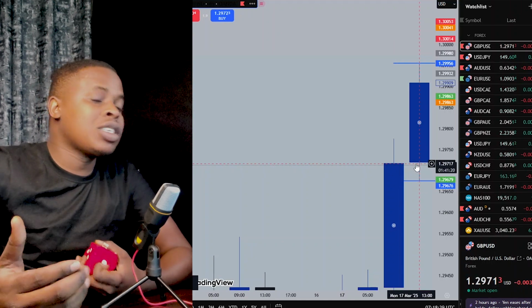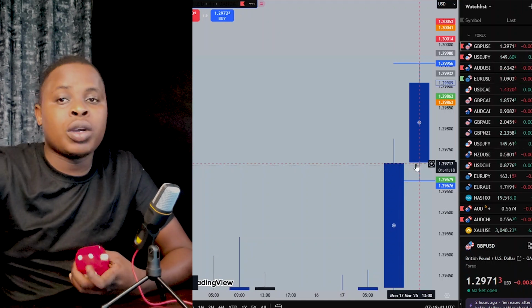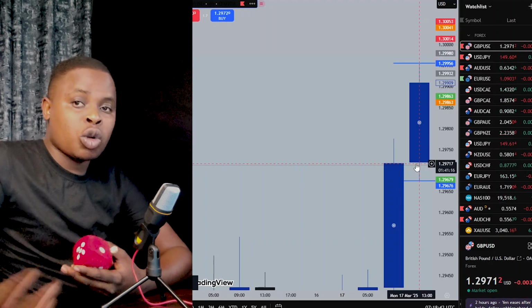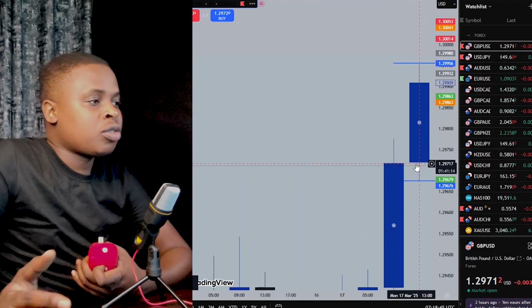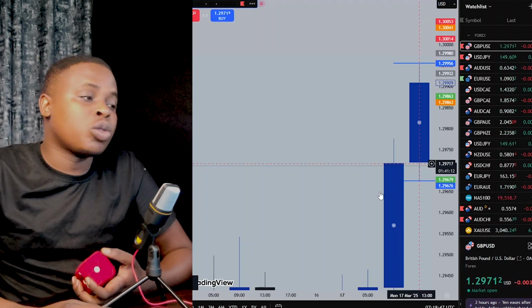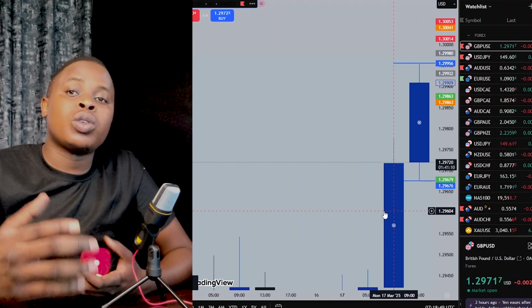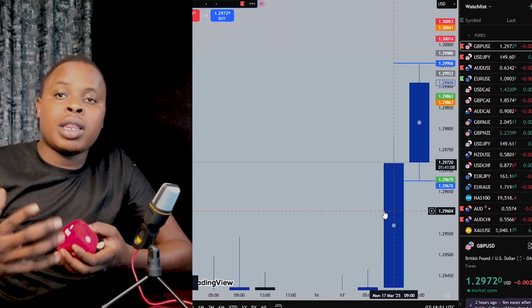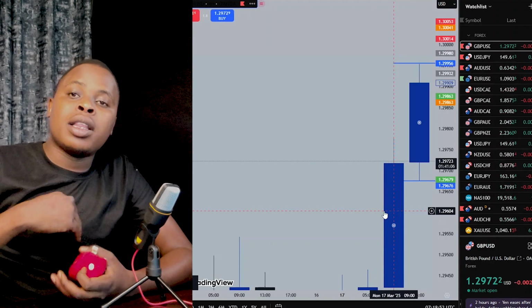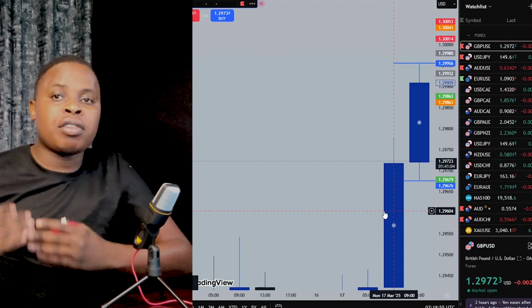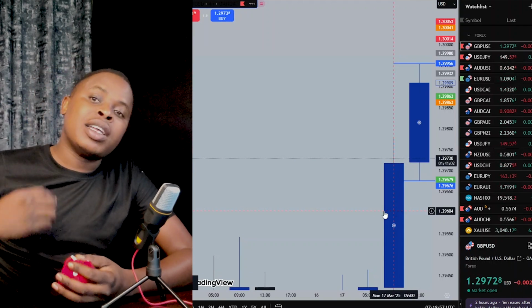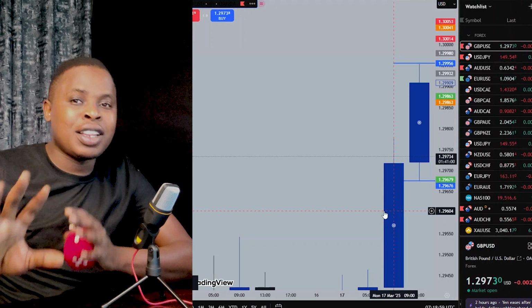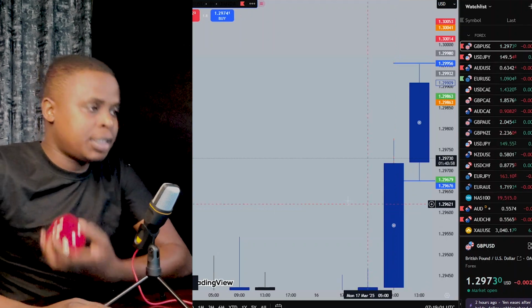Some call this strategy CRT sweep, some call it liquidity sweep, some call it stop hunts, and there are a lot of names for it. But all you are trying to do is simply catch when the market hits the top or the bottom of the previous time zone, and then it reverses back. So let me explain that in very simple terms.